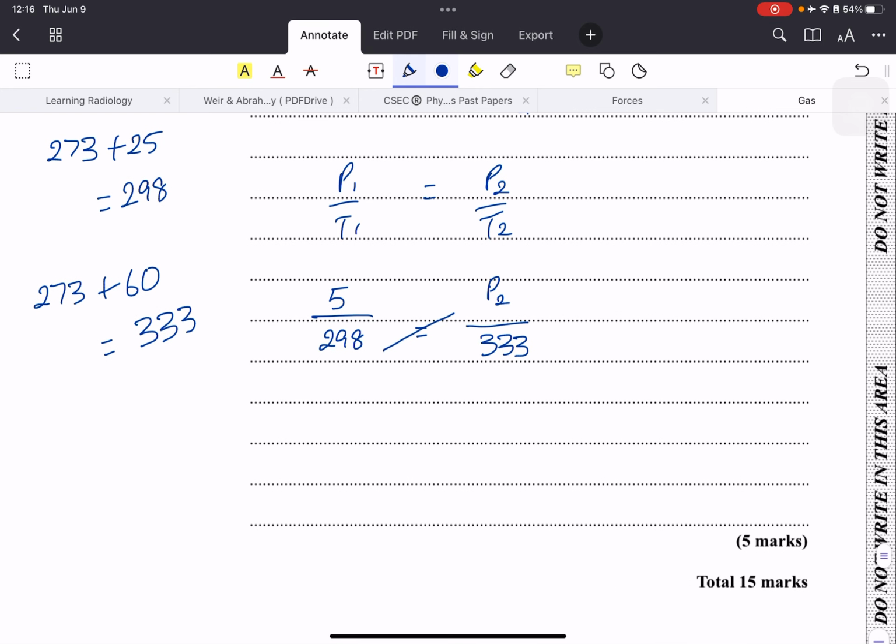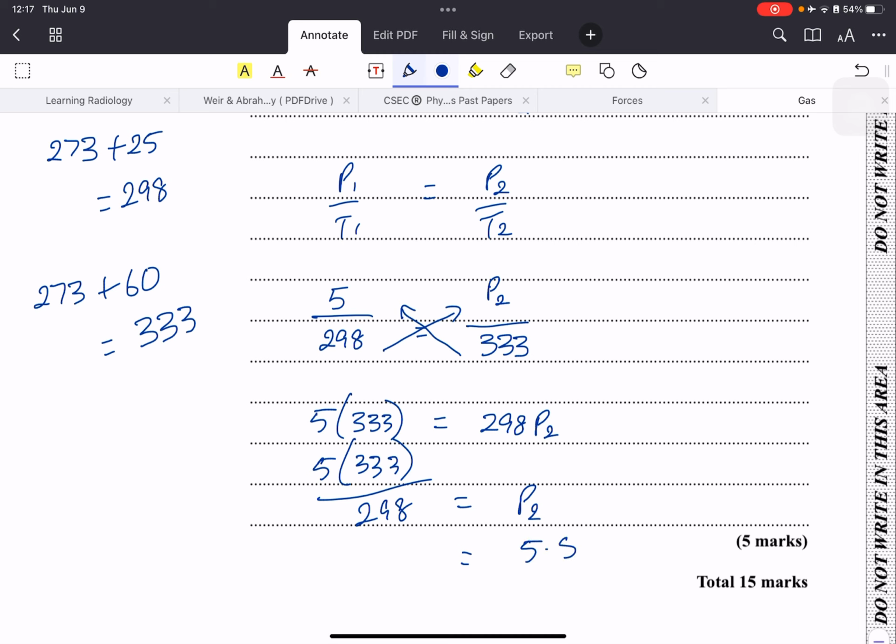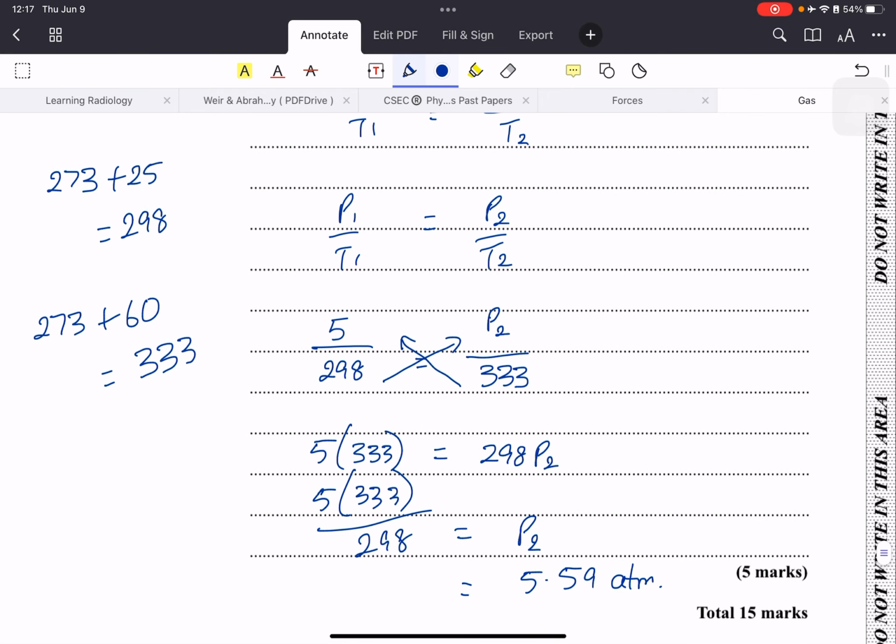Okay, and to find P2, we will cross multiply. So we will get 5 times 333 is equal to 298 P2. And to find P2, we just divide by 298, right? So you got the 5 multiplied by 333, then divide by 298, and you will get P2. So we put this in our calculators. So the new P2 is 5.59 atmospheres, right? That's the unit that they chose to use this time. And there you have it.